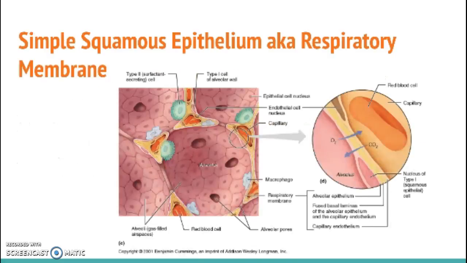Here you could see the simple squamous epithelium, also called the respiratory membrane, where you could see that gas exchange occurring. From the alveoli, O2 goes to the blood vessel because the blood is deoxygenated. That blood is going to give out CO2 to the alveoli, and from the alveoli it's going to go all the way back out our mouth, through that respiratory passageway that we talked about earlier.